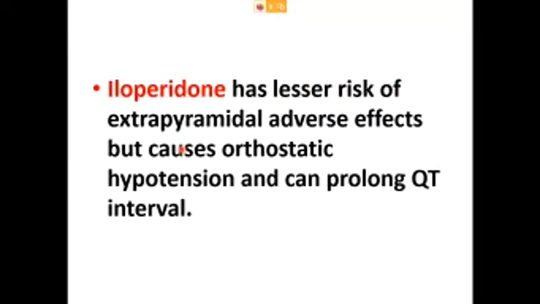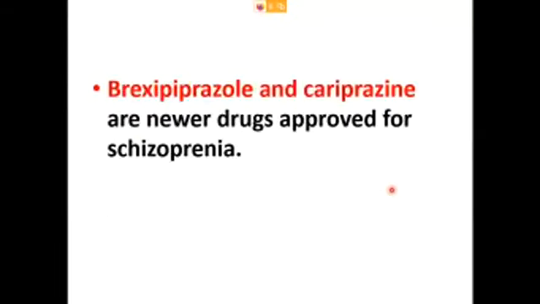And iloperidone has a lesser risk of extrapyramidal symptoms because second generation drugs will not block your dopamine receptors much like your first generation drugs. And the problem with this is it has alpha blocking activity. Okay, so it can cause orthostatic hypotension, and it can also prolong your QT interval like ziprasidone. It can precipitate torsades de pointes. So iloperidone is safe for extrapyramidal symptoms. It can cause orthostatic hypotension because of alpha blocking activity. It can also prolong your QT interval like ziprasidone.